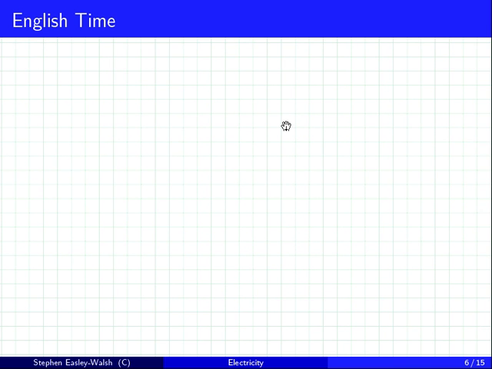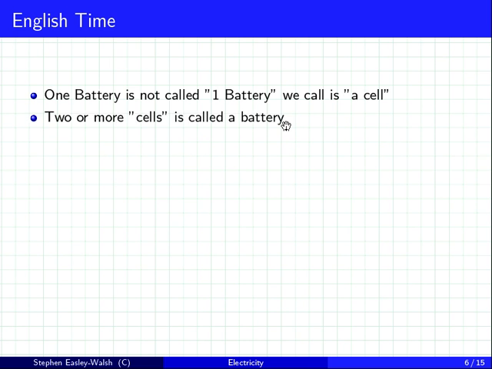So, I told you earlier I'll explain the difference between battery and cell. So here we go. One battery is not called one battery. We call it a cell. Okay? Two or more cells is called a battery. A battery is composed of cells. Exactly, yeah.